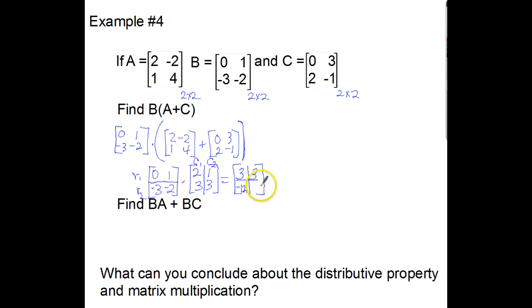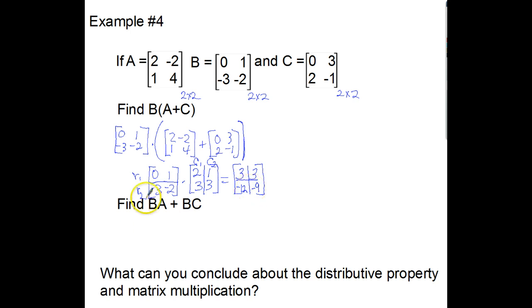And now, in our answer, we're looking at the position of row 2, column 2. So in our problem, we take the numbers in row 2 and times it by the numbers in column 2. First times first, negative 3 times 1 is negative 3, plus second times second, negative 2 times 3 is negative 6. Negative 3 and negative 6, negative 9. And that would be the answer to B times A plus C.